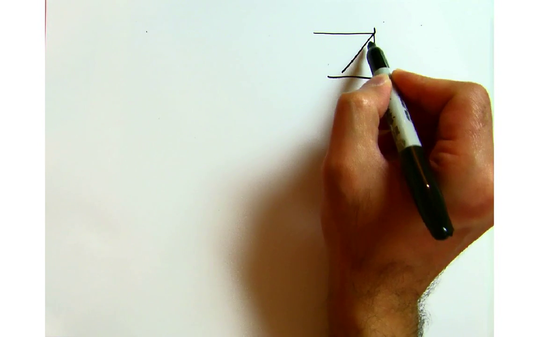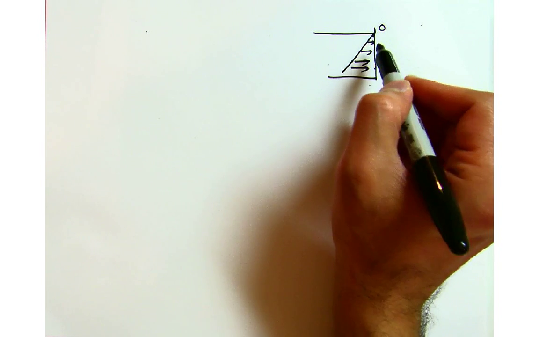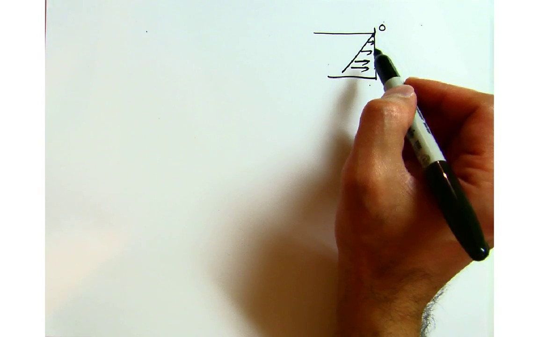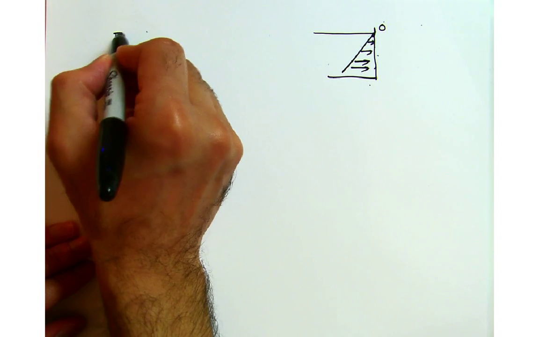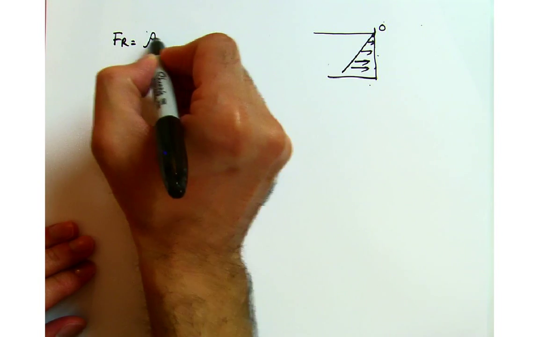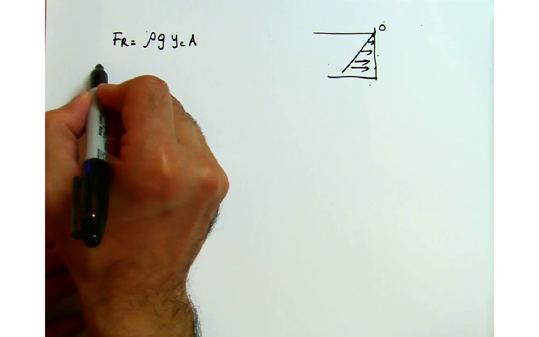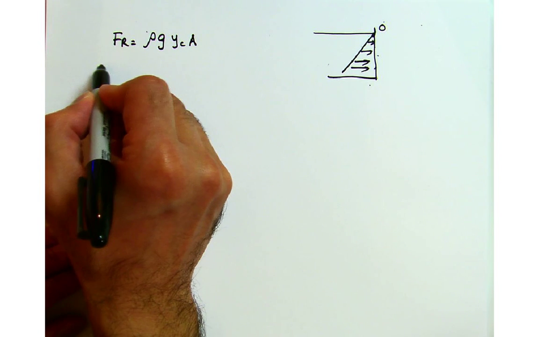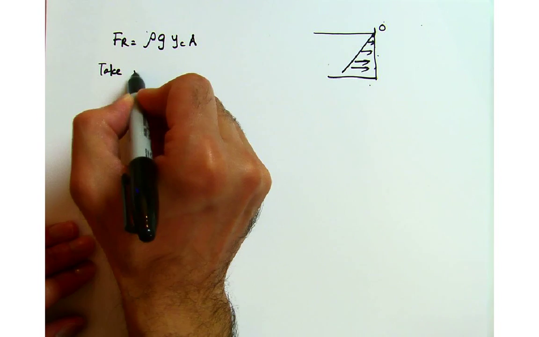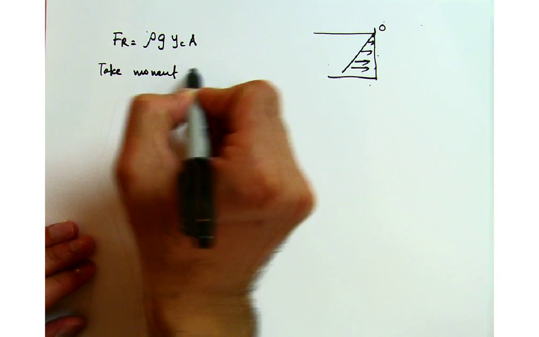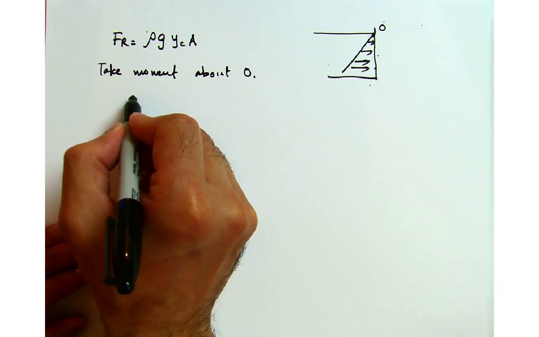This is how the pressure is increasing, and I'm calling this point O. And we have found this F_R, which is rho g y_c A. If I want to find where this force is acting, I need to take the moment about O.